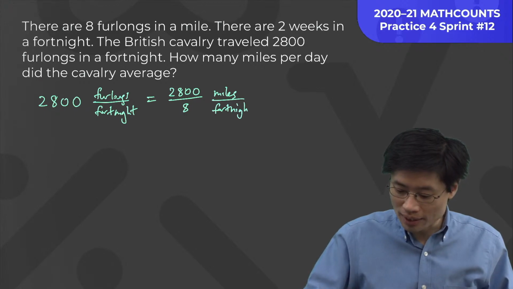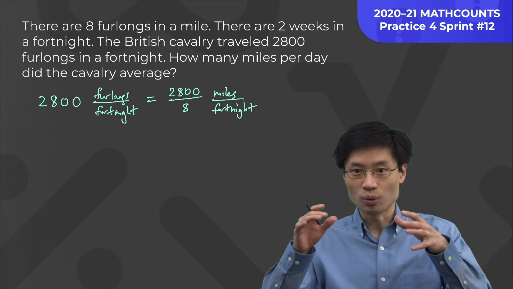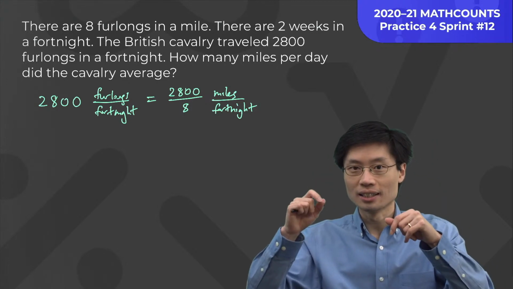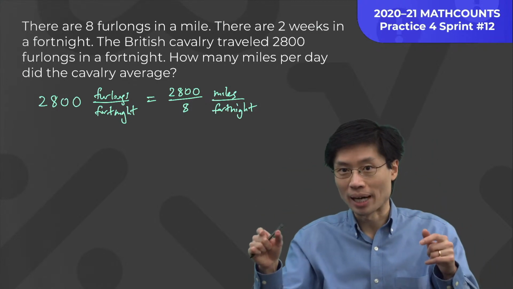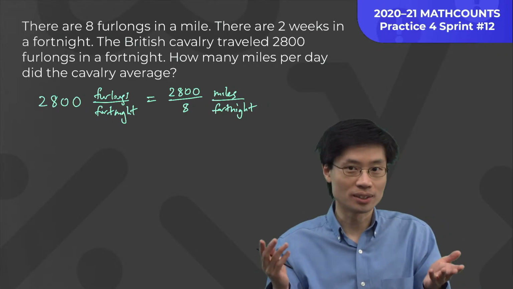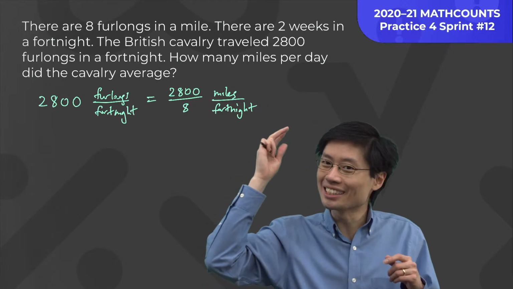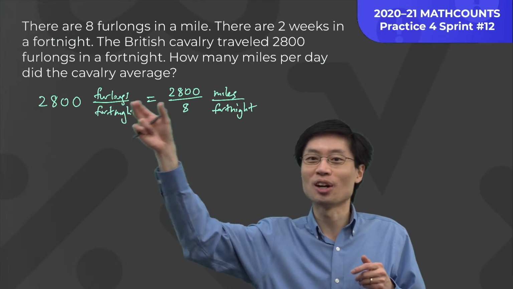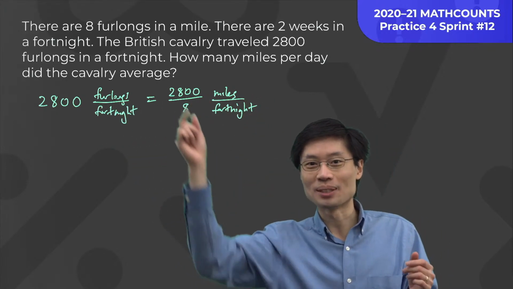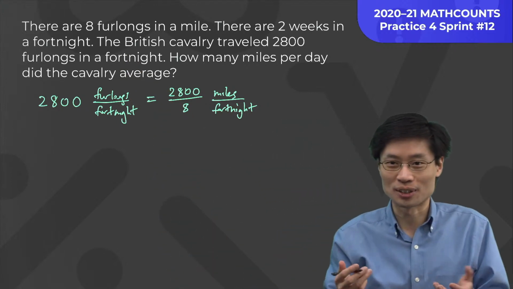I know some people like to do this by multiplying ratios, where you write things like 8 furlongs divided by 1 mile. There's nothing wrong with that at all. This is just how my brain works. I like to see one thing at a time. And my sanity check is, when you go from furlongs to miles, your number needs to get smaller because there's 8 furlongs in a mile.